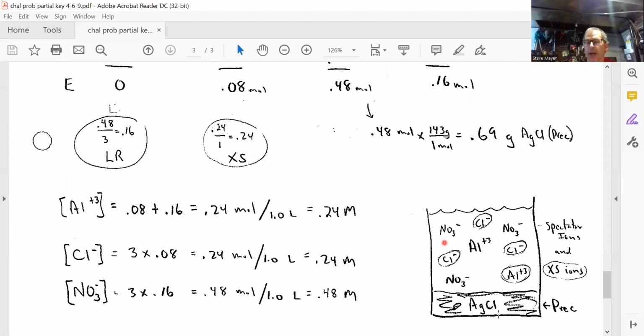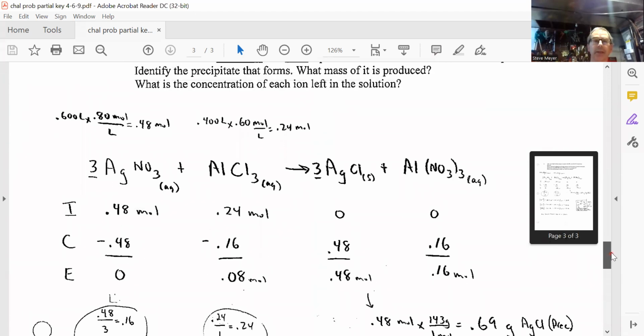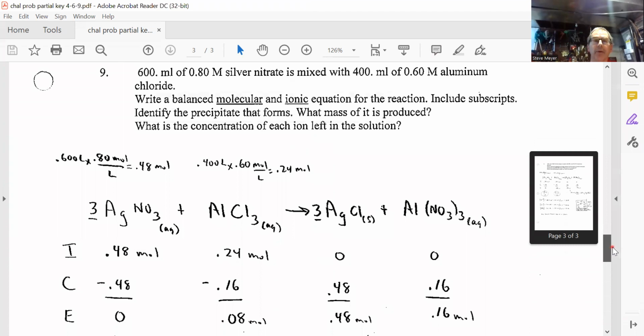So it's like what we've drawn before in the product. The precipitate sinks to the bottom, the spectator ions remain, but we do have excess ions that we have to account for too, which complicates things, and we'll want to figure that out.